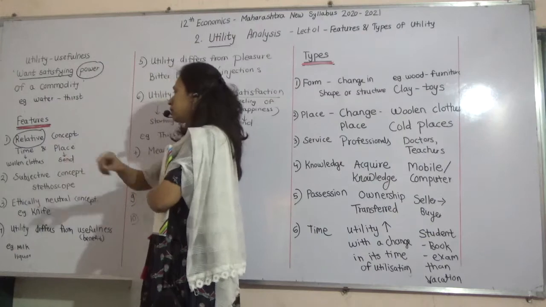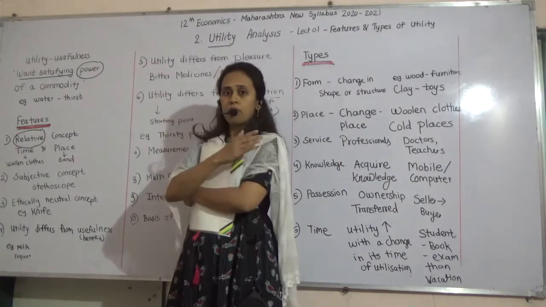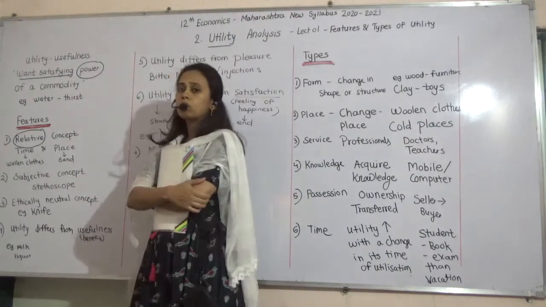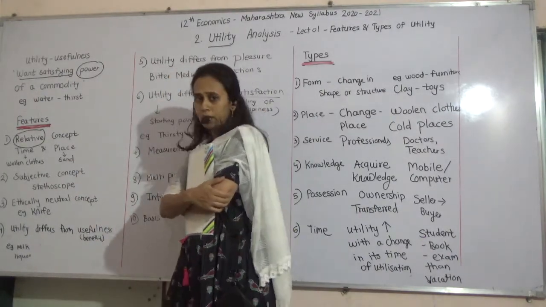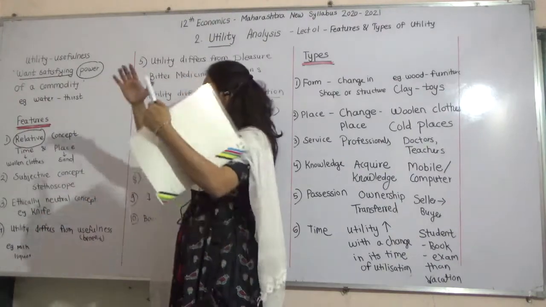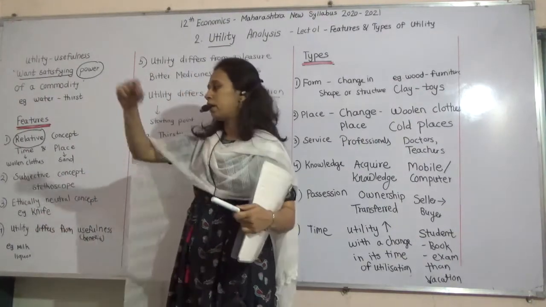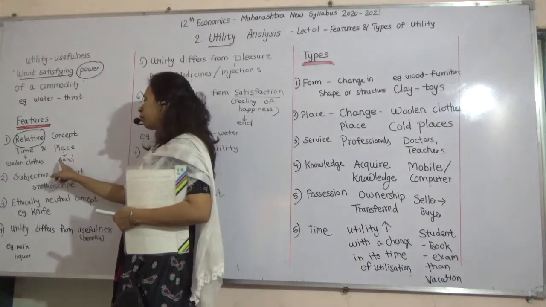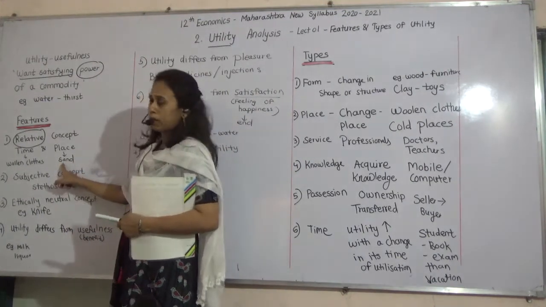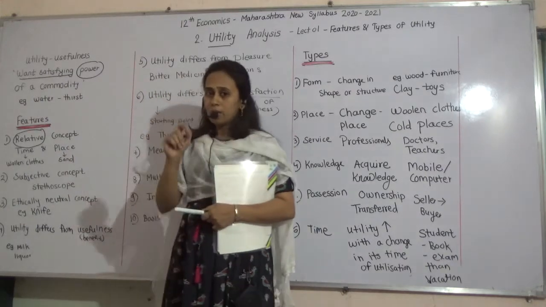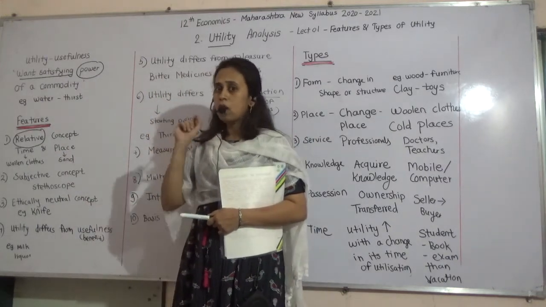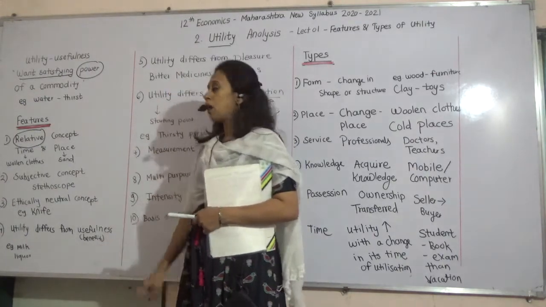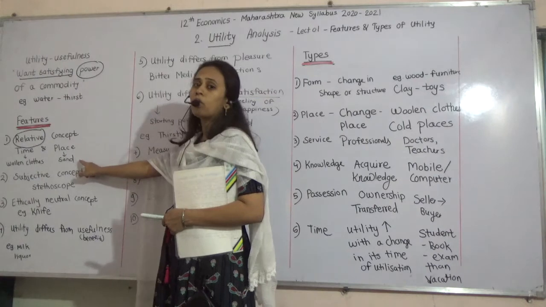Same way, place. Place utility means what? From place to place utility differs. For example, we go to beaches and we play with the sand. We make a castle, we make a home, we write our own name, everything we do near the seashore. So we use it for playing. But the same sand is utilized for construction purposes and they have to pay money for it.